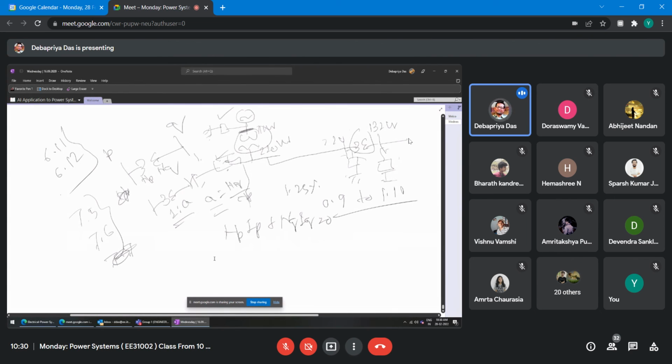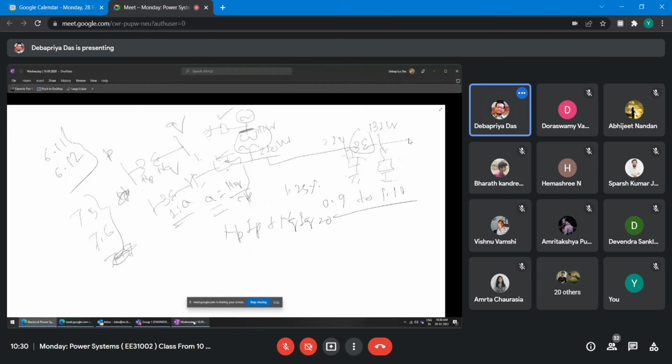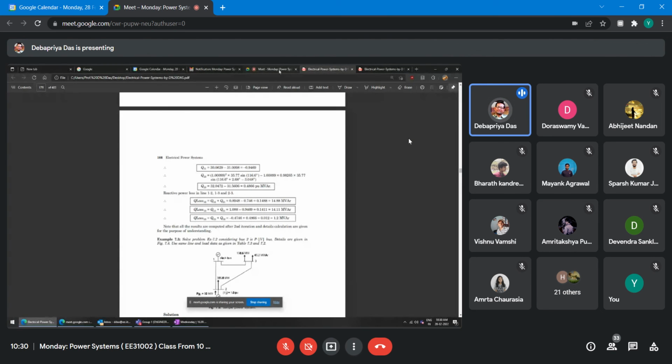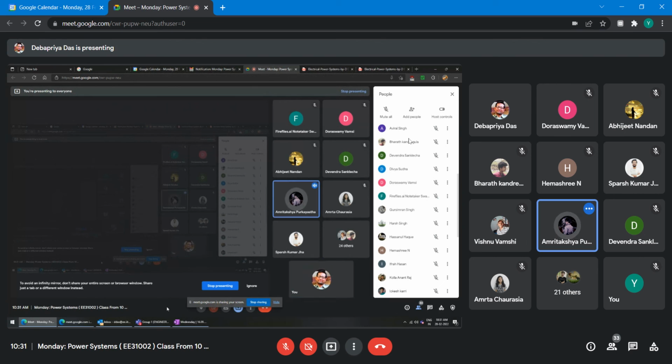Just tell me, what is flat voltage start? Suppose all data are given: the slack bus is given, all load data are given, and the admittances of the lines, or the Y matrix, are given. Everything is given. What is flat voltage start? If anybody can tell. We consider the angle to be 0.